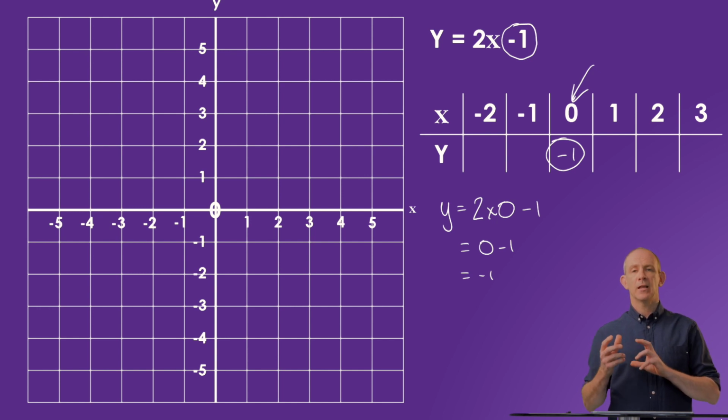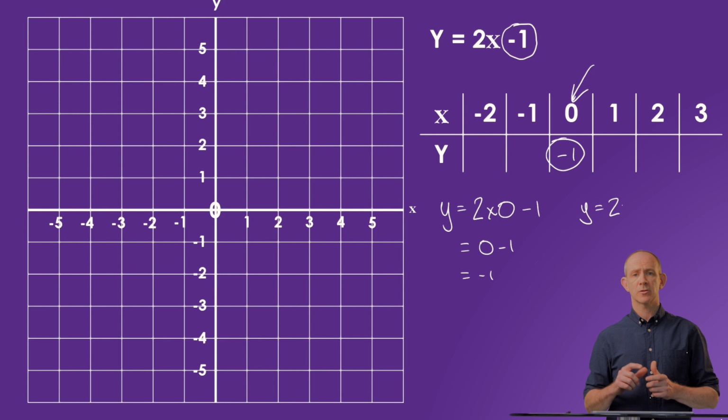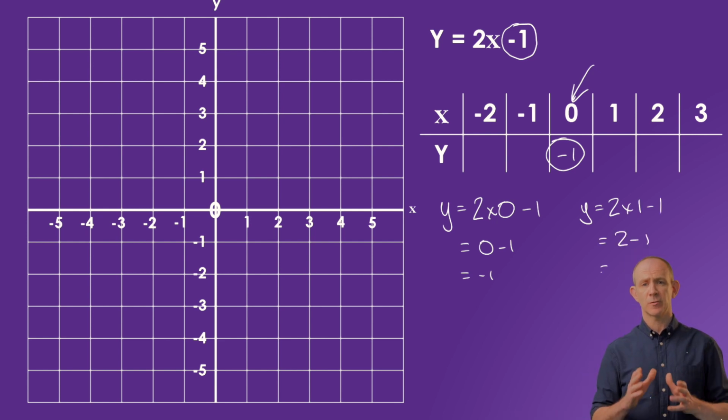Now, let's substitute in the value of 1 for x. Here we have y equals 2 times 1 minus 1. We'll do the multiplication first. 2 times 1 would give us 2. Take away 1 would give us 1. So when x is 1, our y value is 1.